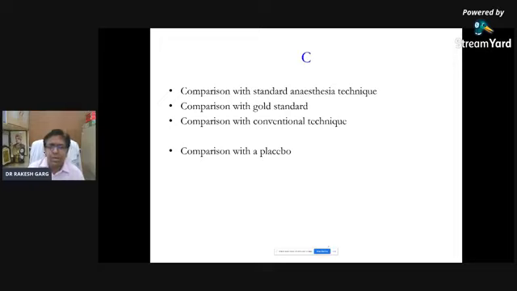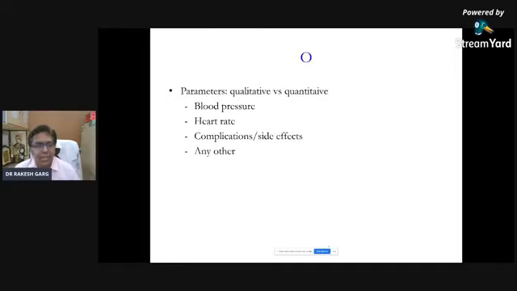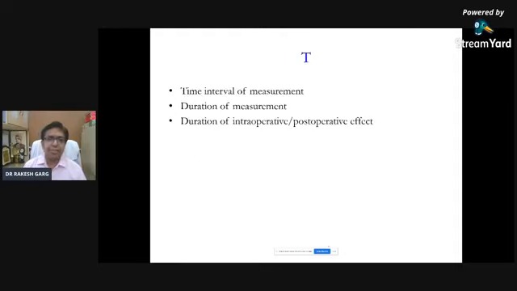So what I will be doing is, obviously one new technique or new drug, but the other I will be using either a gold standard or a standard of care, and that is very, very important to understand when we start an RCT. The outcome should be clear, that what are you going to observe for these patients: the heart rate, the complications, the analgesia effect, the sedation efficacy, whatever, and the time of measurement. This is again very, very important.